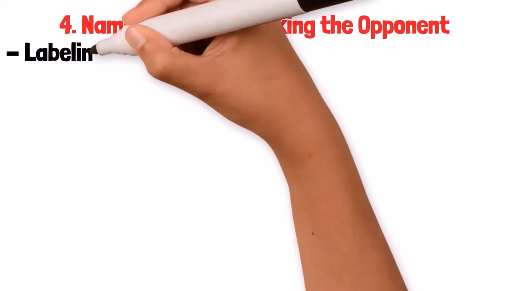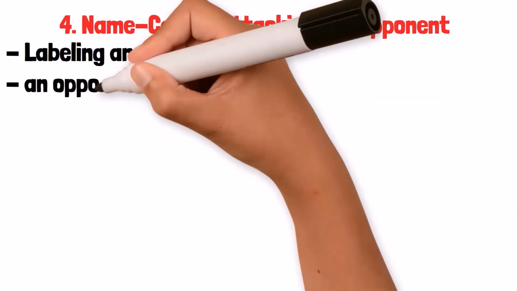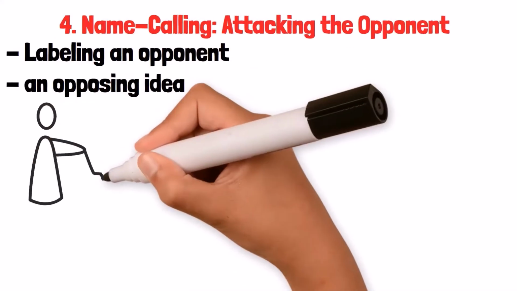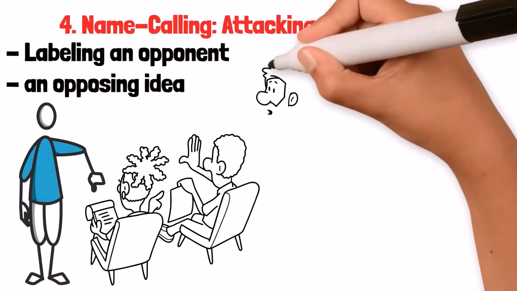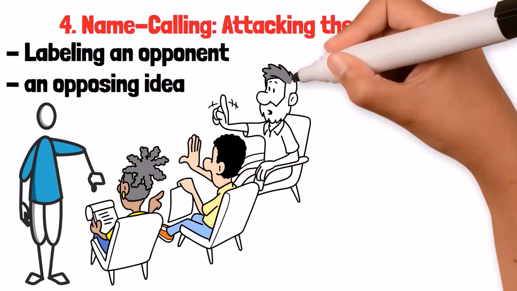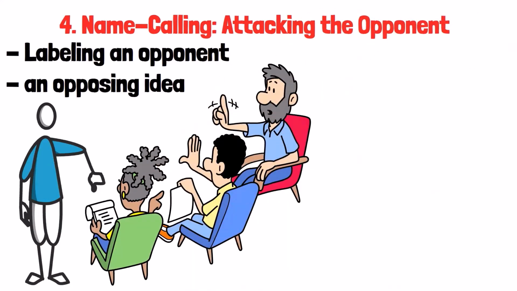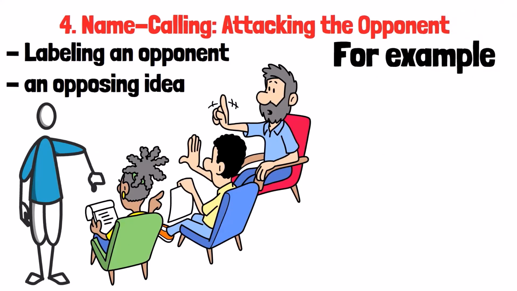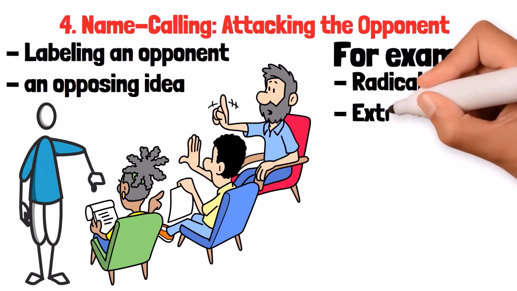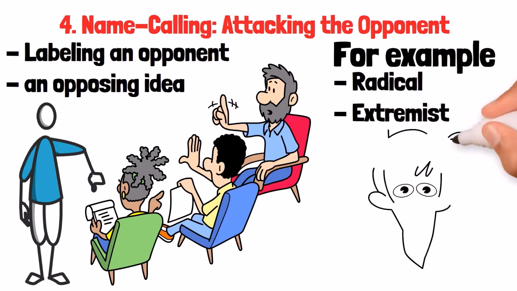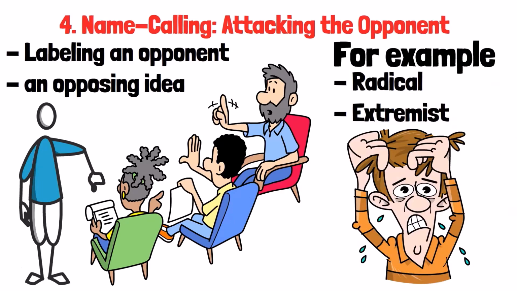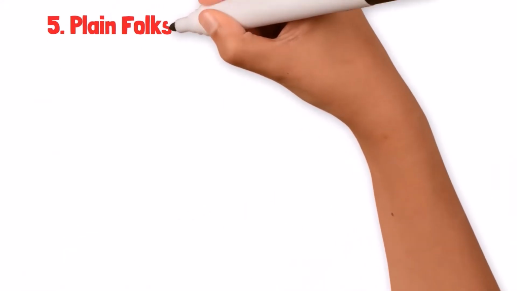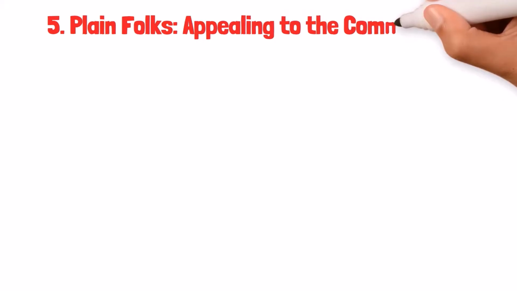Name-calling is a technique that involves labeling an opponent or an opposing idea with a derogatory term in order to discredit them. This technique seeks to create a negative association in the audience's mind without addressing the actual merits of the argument. For example, a political figure might refer to their opponent as a radical or extremist to provoke fear and distrust, rather than engaging with their actual policies or ideas. 5. Plain folks. Appealing to the common man.